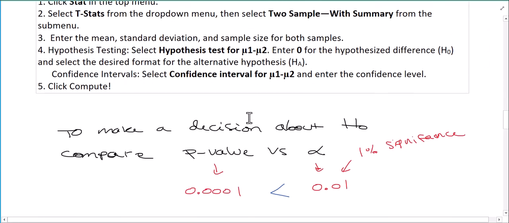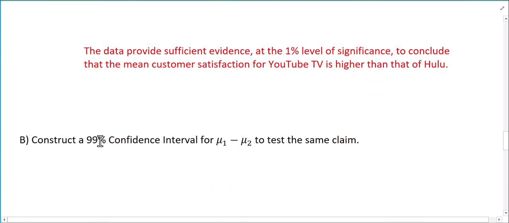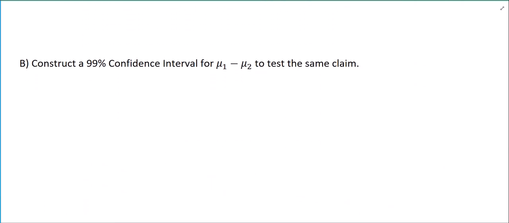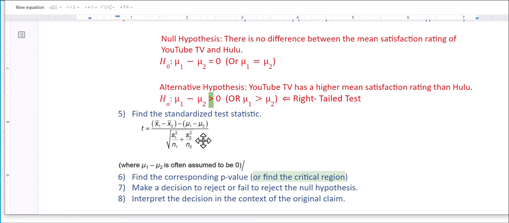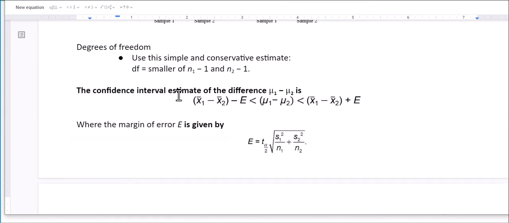This is different. It's essentially unrelated to part A, except for the same data. We're going to construct a 99% confidence interval for mu1 minus mu2. So if I wanted to go back to our notes, I gave you what the confidence interval was. If you want to do this by hand, you need to compute the margin of error. We will have to find our t alpha over 2, right? So 99% means alpha is 1%. So you will be doing 0.01 over 2, so 0.005.